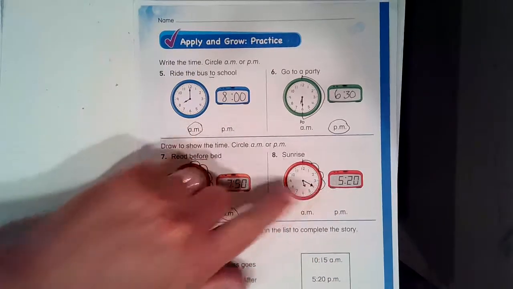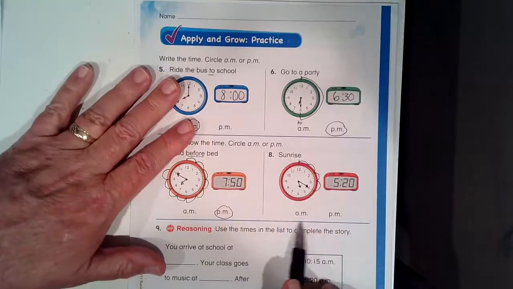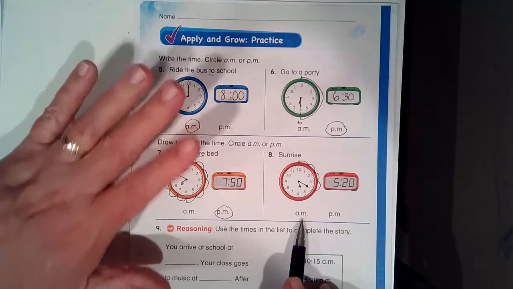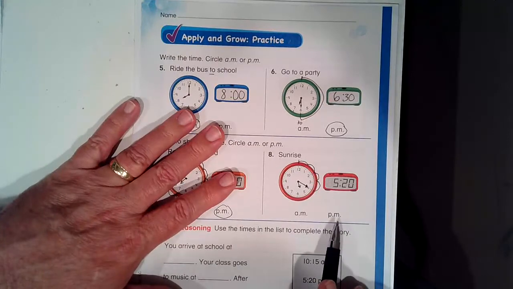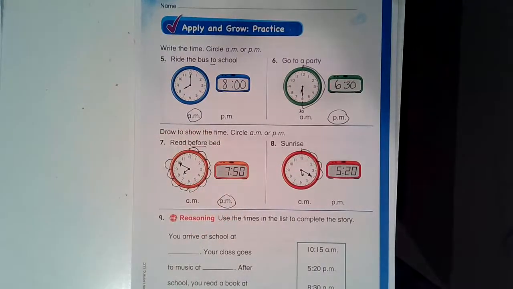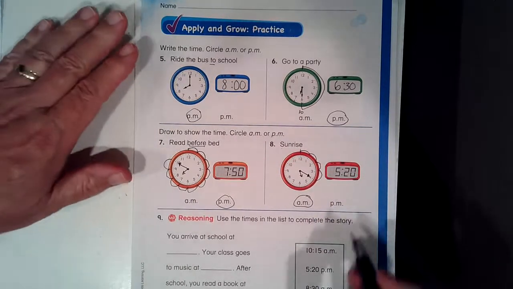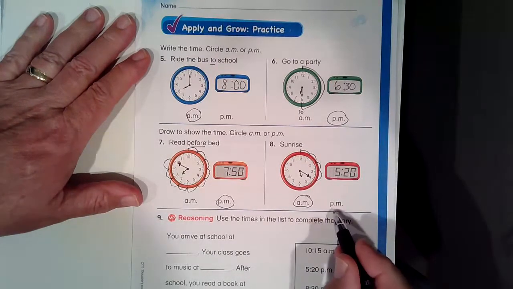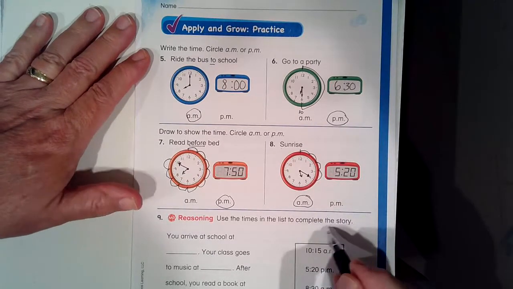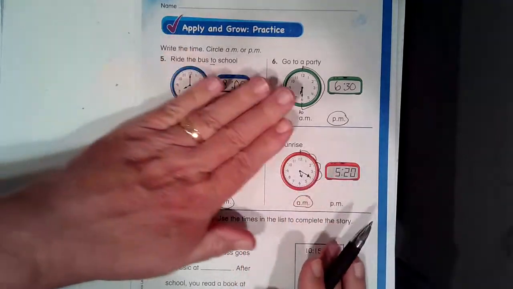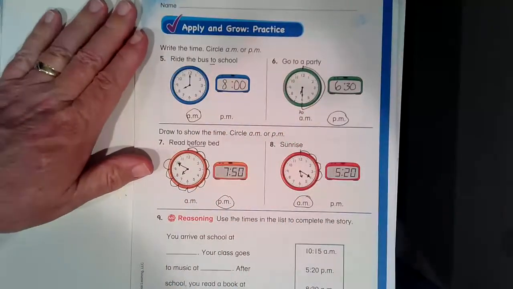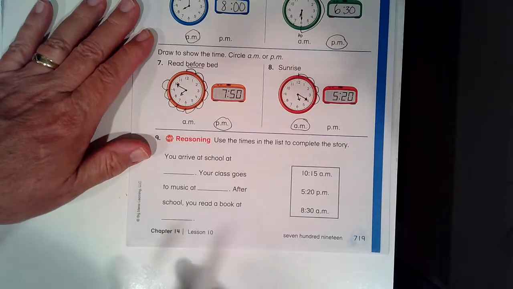So 5:20 and sunrise. Is that when the sun, is that before noon or is that in the evening? You're right. Sunrise happens in the morning, AM. And sunset would happen in the evening, PM. Okay, so sunrise, when the sun comes up, AM. All right, let's take a look at this.